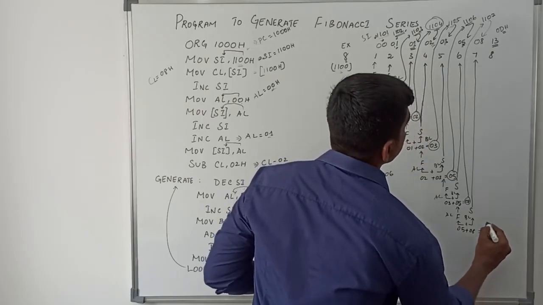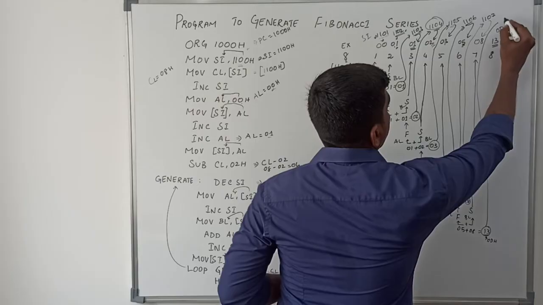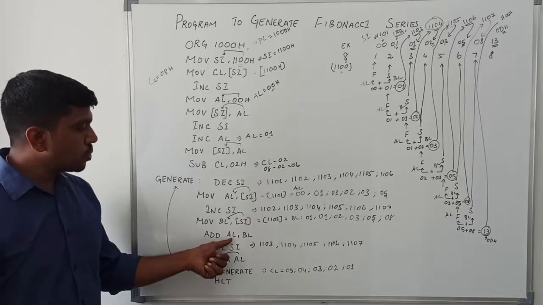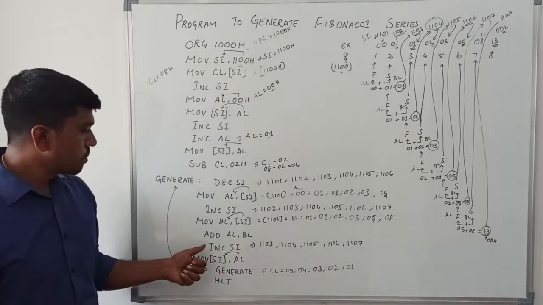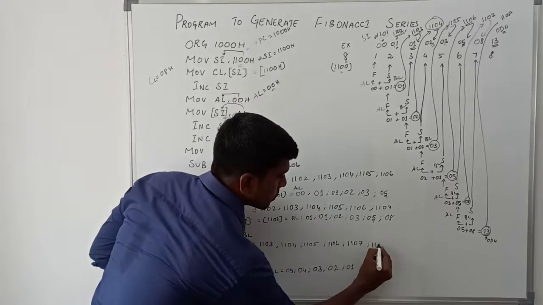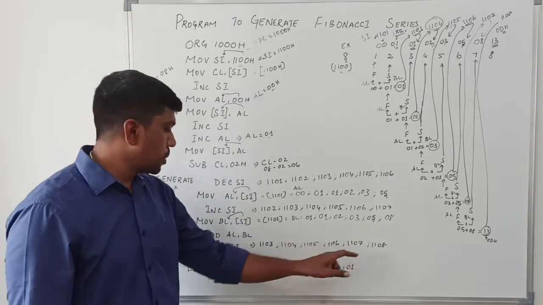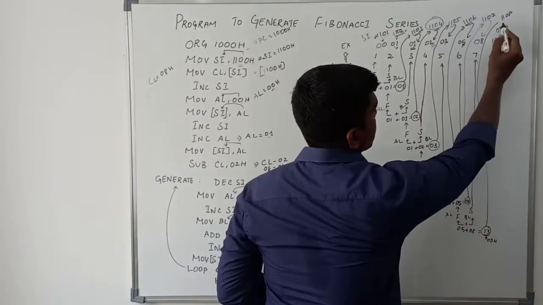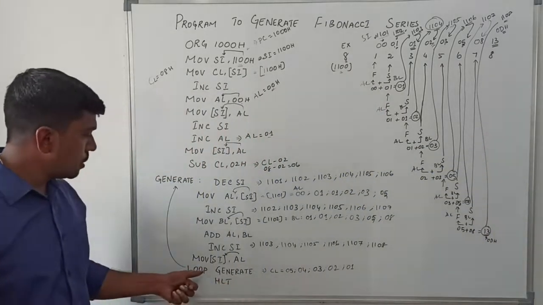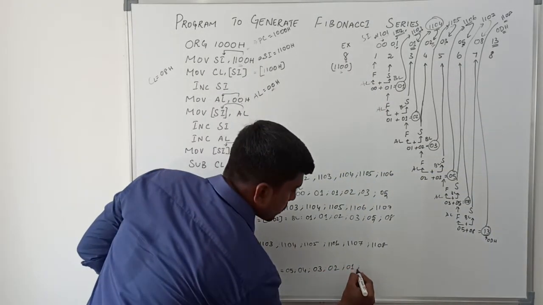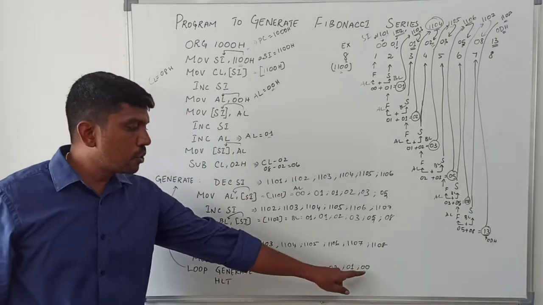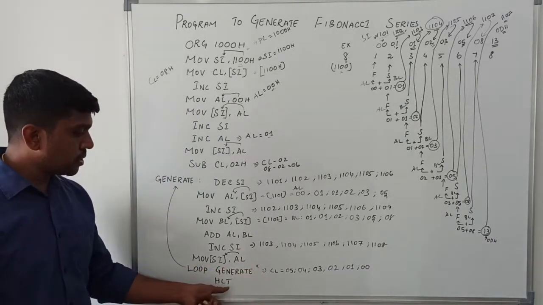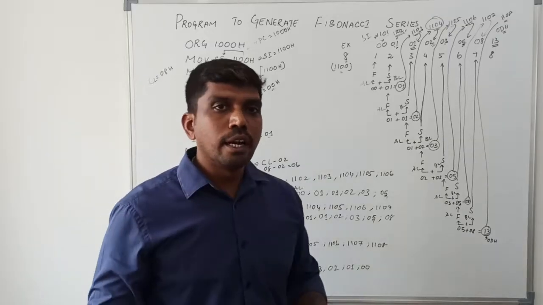So this 13 goes to the memory location 1108. After adding these two register contents, the result is 0DH. Then increment SI, that is, increment to the memory location 1108. Then move [SI] comma AL. Whatever value is present in AL, this content is transferred to the memory location here. Then LOOP generate. Decrement the CL value. Now the CL value goes to 00, so this loop exits. It executes the next instruction, HLT. HLT represents the end of the program.